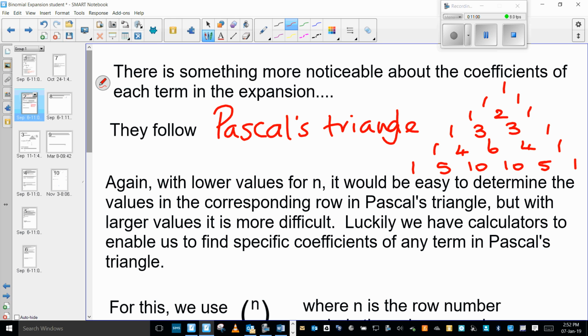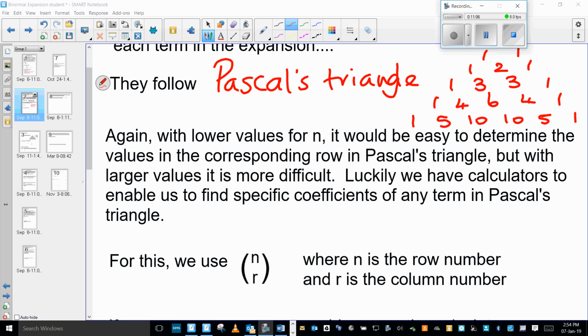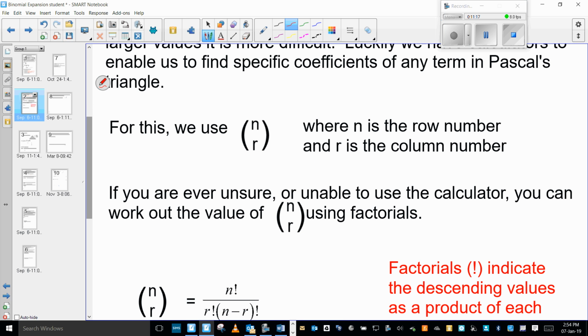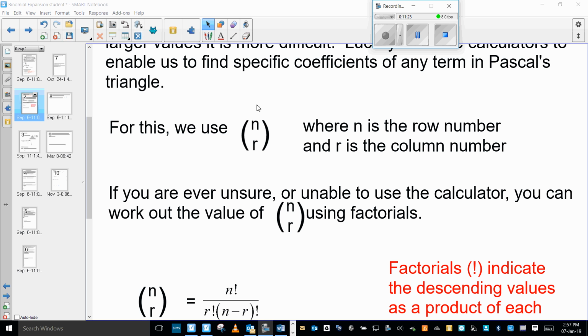Again, with lower values of n, it will be easy to determine the values of the corresponding row in Pascal's triangle, but with larger values, it's more difficult. But we have our calculators. What we're going to do is use a function on our calculator called nCr.